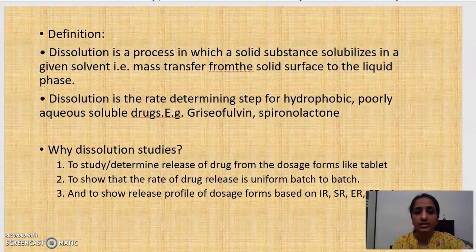Dissolution generally is the rate determining step for hydrophobic, that is, poorly aqueous soluble drugs, for example drugs such as griseofulvin, spironolactone, etc.